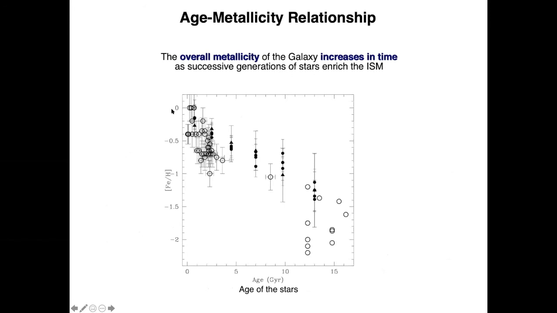So this is a plot here that shows that indeed this idea makes sense. You have a metallicity gradient versus the age of the stars. You see, the older the stars are, the more metal poor they are, and the younger stars are more metal rich. There is clearly a gradient of metallicity with age. So the galaxy is increasing its metallicity as successive generations of stars enrich the ISM.